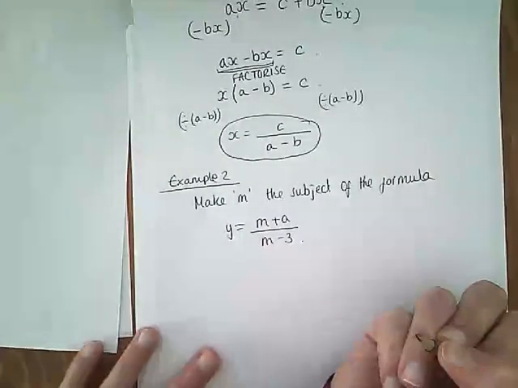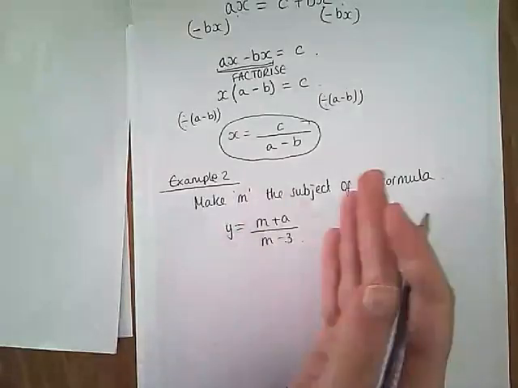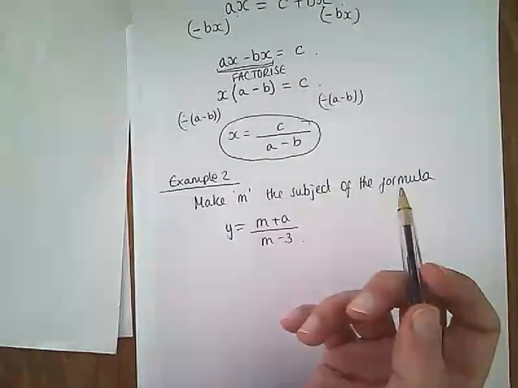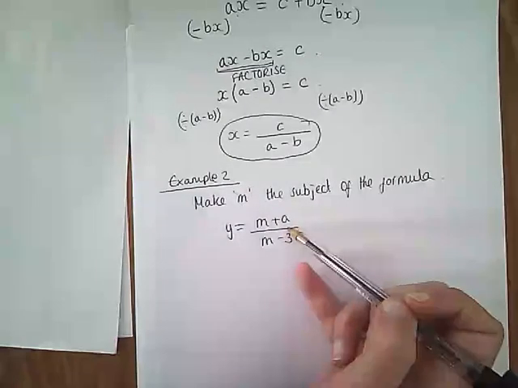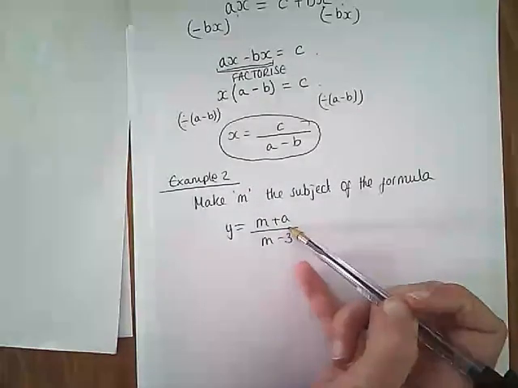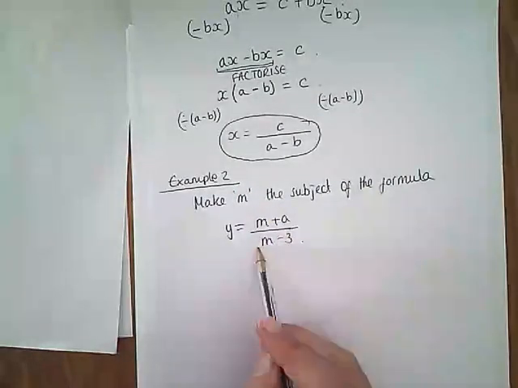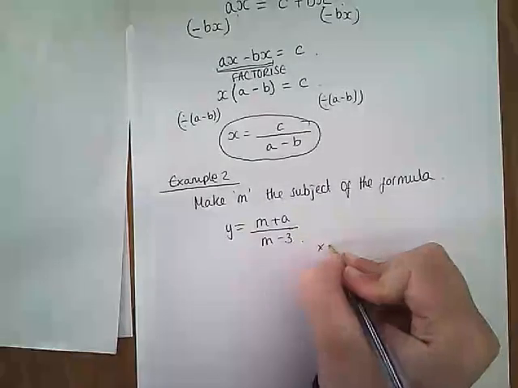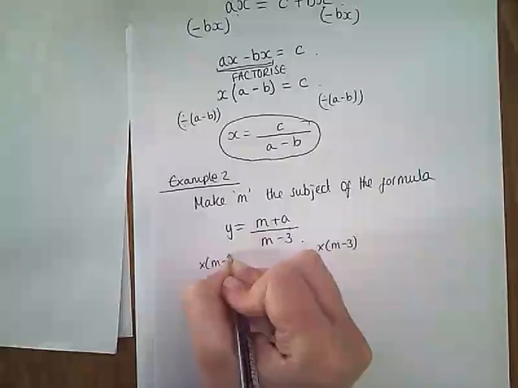Okay. Now, our first step is to get all of our m's on one side and anything without an m on the other. Now, that is easy enough if we hadn't have this divide sign. Now, this divide thing makes it a bit more complicated. So let's get rid of the divide first, because then it won't make it so complicated. So how do I get rid of this divide by m minus 3? I multiply by m minus 3. If I do that to that side, that gets rid of it here.